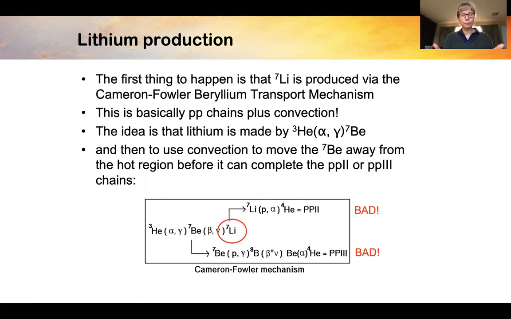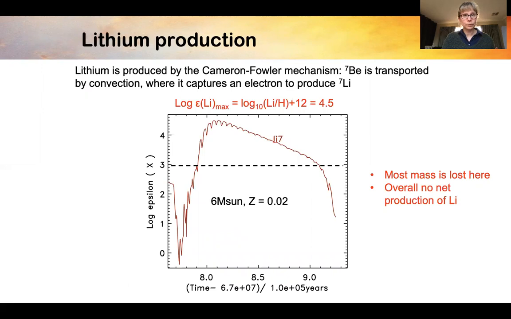But what if I have PP chain plus convection? What if I can make beryllium-7 at the base of the convective envelope, but then transport that beryllium-7 away before it or lithium is destroyed again? This is one way where I can essentially make lithium-7 in a stellar environment. We need this combination of PP chain plus convection, and this happens at the base of the convective envelope of intermediate mass AGB stars through hot bottom burning. This is called the Cameron-Fowler mechanism, where beryllium-7 is transported by convection, where it captures an electron to produce lithium-7.